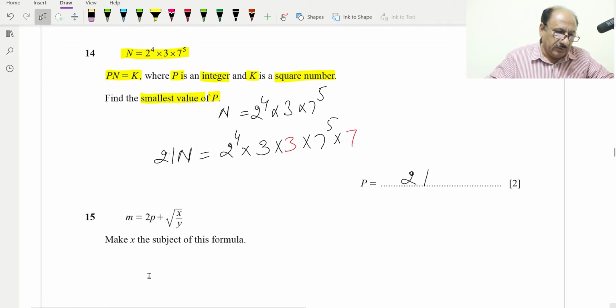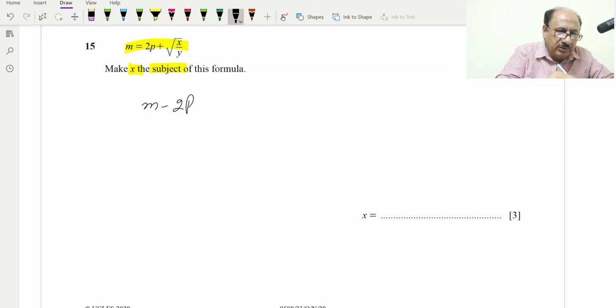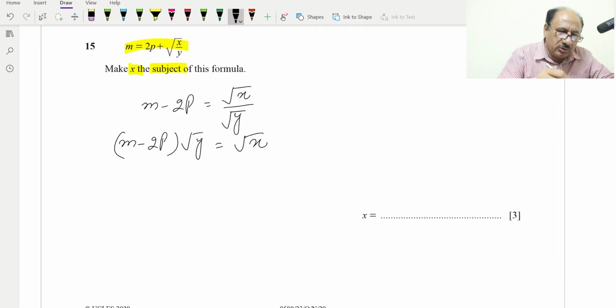Hopefully you got this. Now question number 15, the equation is provided. We have to make x the subject, so first of all we will shift 2p to the other side, so we can write m minus 2p is equal to the square root of x over the square root of y. I'm writing this separately, and after that we will shift the square root of y to the other side, and it will be (m minus 2p) multiplied by the square root of y is equal to the square root of x.